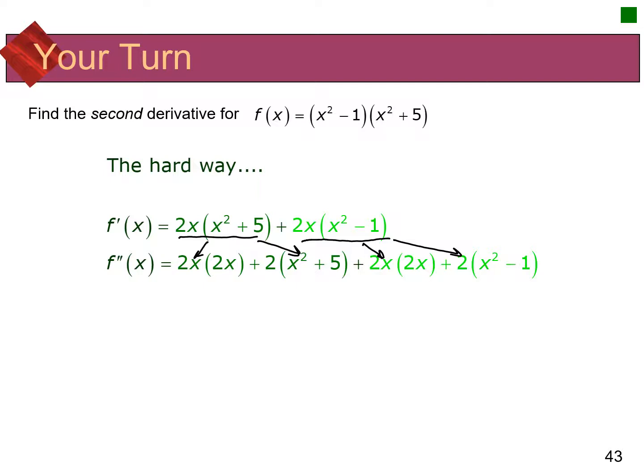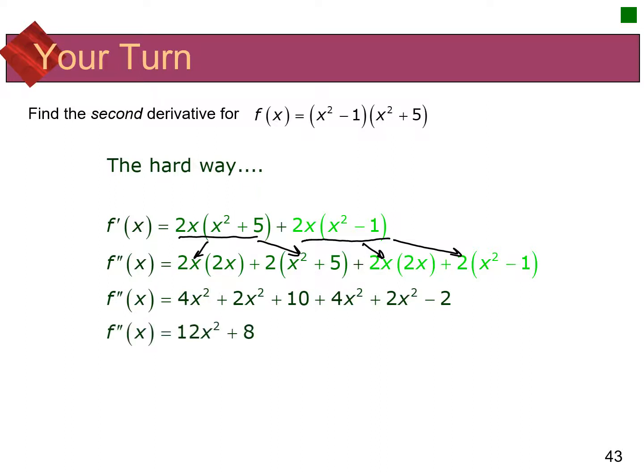Now, at this point, I'm going to simplify. So 2x times 2x is 4x squared. 2 times x squared plus 5 is 2x squared plus 10. Another 2x times 2x is 4x squared. And 2 times x squared minus 1 gives me 2x squared minus 2. I have several like terms I can combine here, and when I do so, I end up with 12x squared plus 8. That's as simple as I can get it.